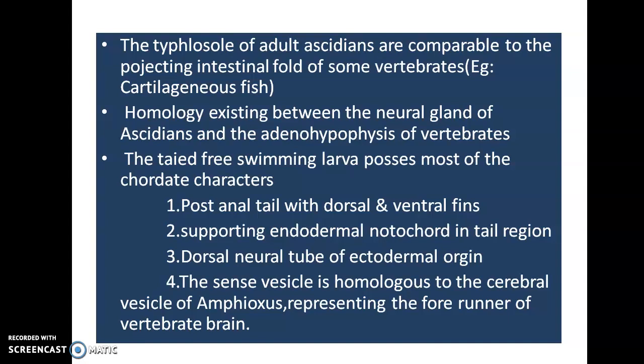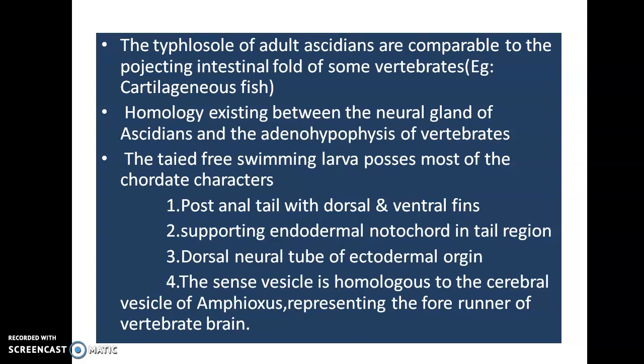Then the homology which exists between the neural gland of Urochordates and the adenohypophysis of vertebrates. That means in vertebrates, the adenohypophysis is the most advanced feature, and related to this adenohypophysis, there is another structure, the neural gland, present in the Urochordates. So the studies reveal that both these structures have a homology, which means both these structures evolved from a common ancestor. Okay.